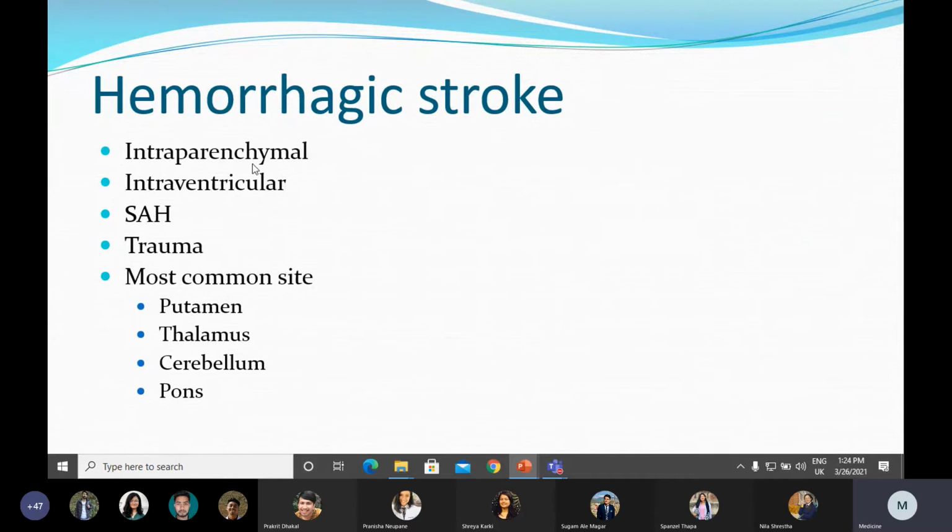Hemorrhagic stroke can be intraparenchymal, sometimes intraventricular, or subarachnoid hemorrhage, where you'll have a hemorrhage in the ventricle also, and maybe because of trauma. Mostly putamen, thalamus, cerebellum, and pons are involved in hemorrhagic stroke. Putamen is a very, very important place for hypertensive hemorrhagic stroke.